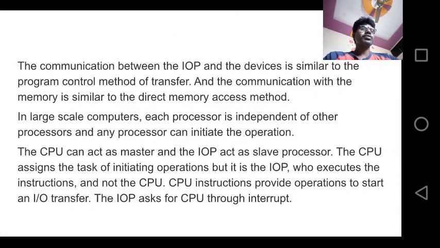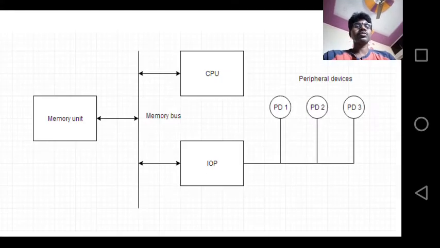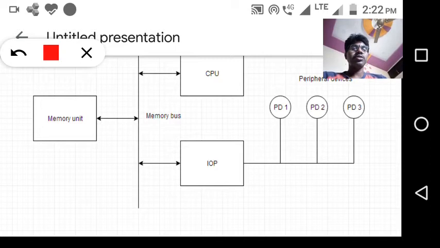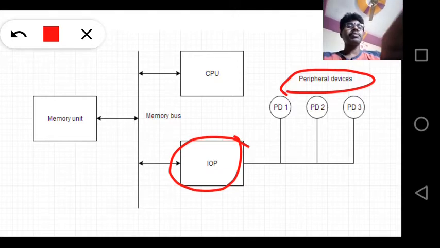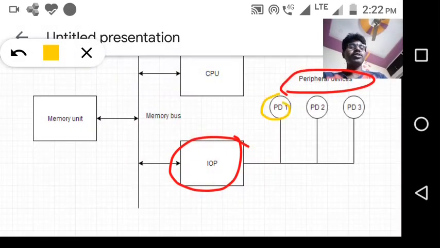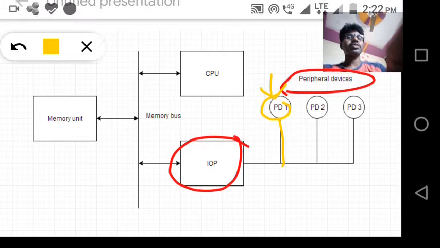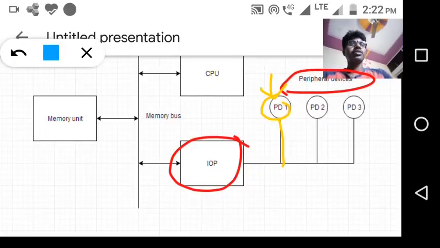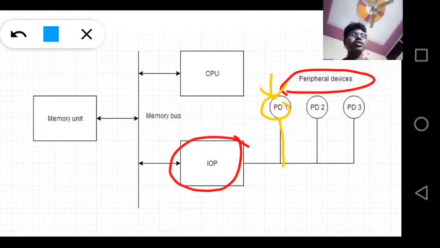So let's try to understand. The communication between the IO processor and the devices is similar to the program control method of data transfer. It is most important. So the IO processor and peripheral device are similar. When the device is ready, it sends signals to the device controller. This device controller and the IO processor continuously monitor it. Program controlled method means you have to write a program.